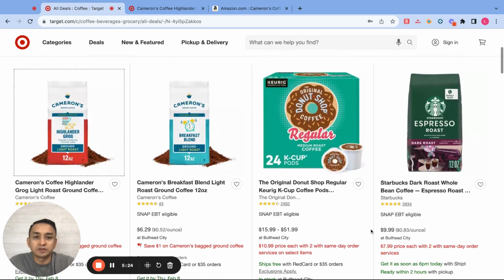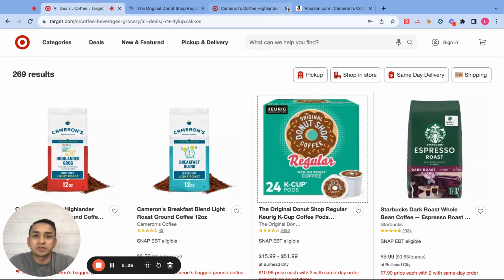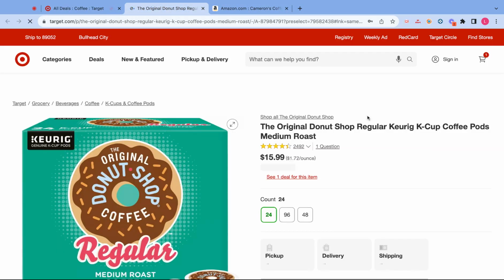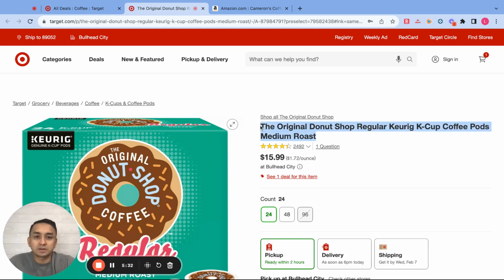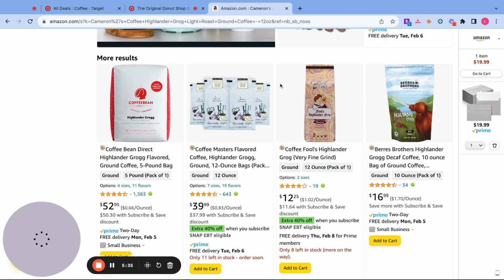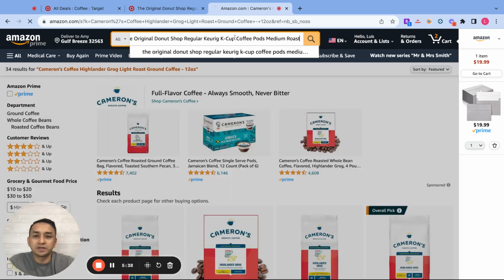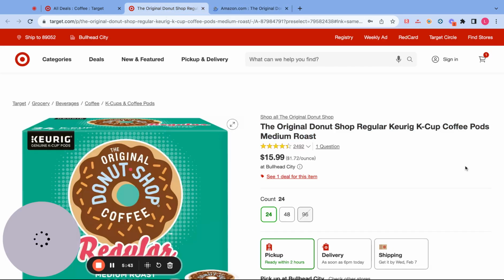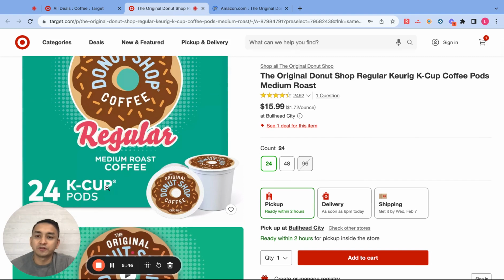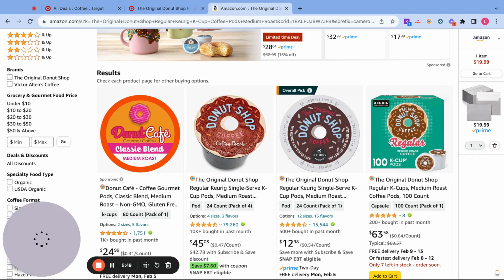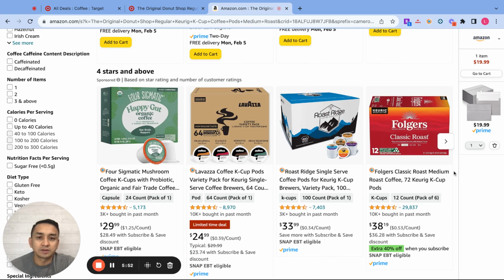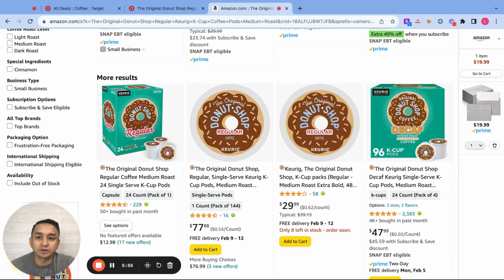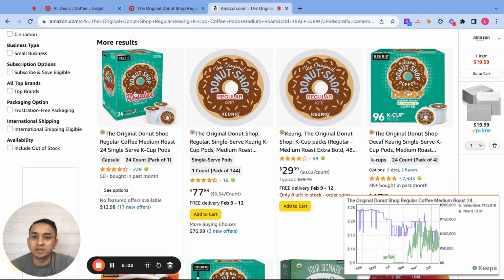So let's move on to the next one. This one I've sold in the past too. So we'll try it. Original donut shop. See if we can find it. Okay, let's see. So this one is 24 K-Cup pods. This one's 100. 24. Okay. Regular, medium roast. Medium roast, okay. This could be the one.